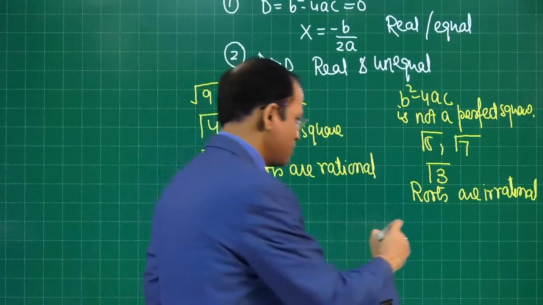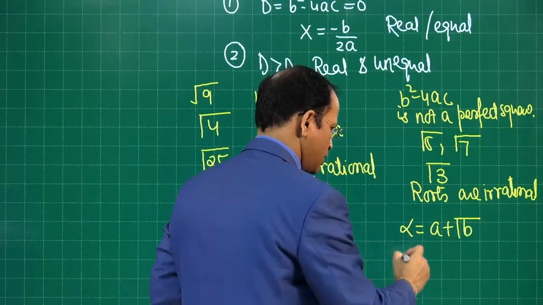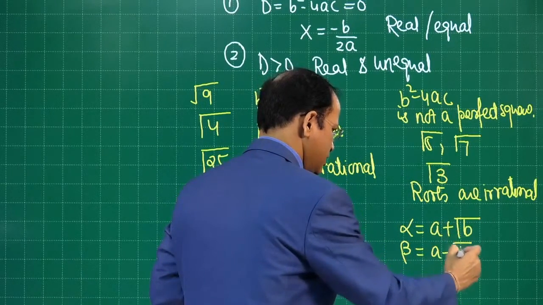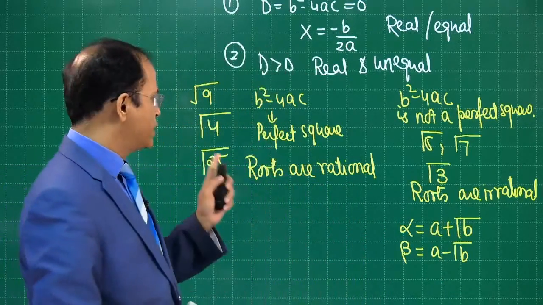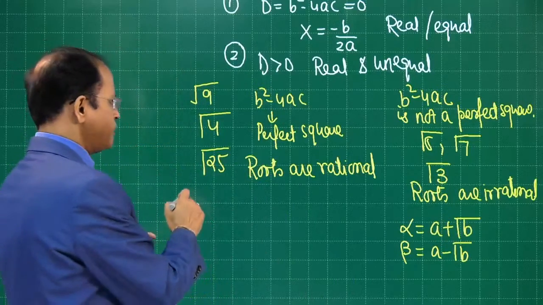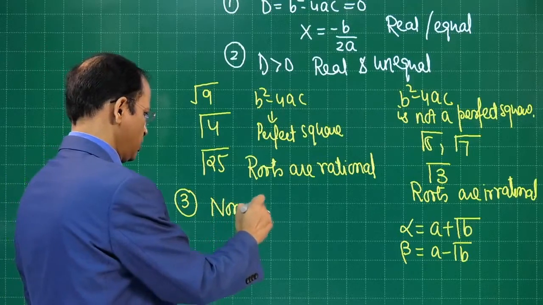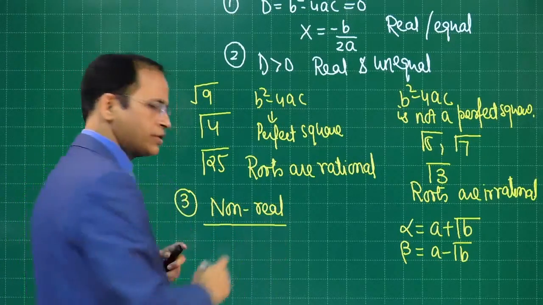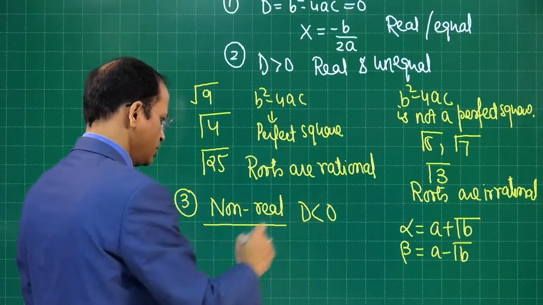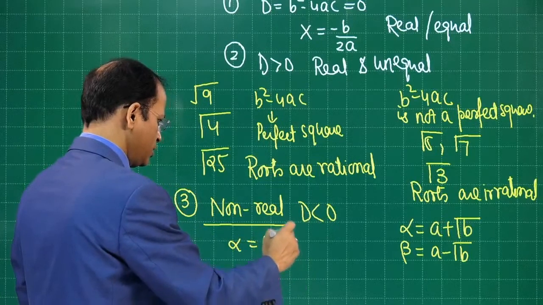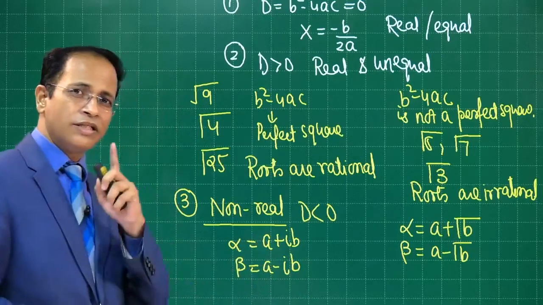Irrational roots always occur in pairs. If one root is, say, a plus root b, the other will automatically be a minus root b. Fine. If a plus root b is one root, then beta will be a minus root b. Got it? Similarly, if I talk about the third part, non-real, this is a very important thing. If I talk about non-real roots, that means d is always less than 0. So if alpha is a plus iota b, automatically beta will be its conjugate, a minus iota b. This is always there.